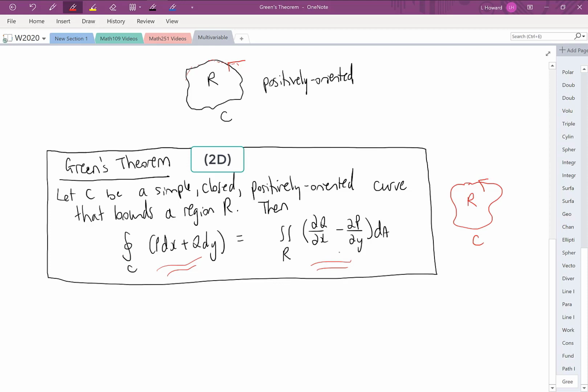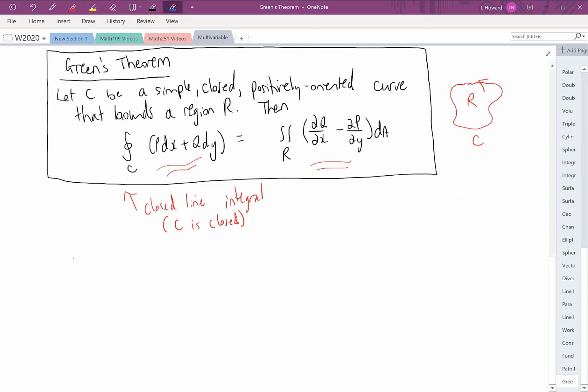of a specific integrand. Now notice that this line integral here has this little circle on it. That means it's a closed line integral, and that's just a way of indicating notationally that our curve C is closed. So it's just emphasizing that we're integrating around a closed curve.